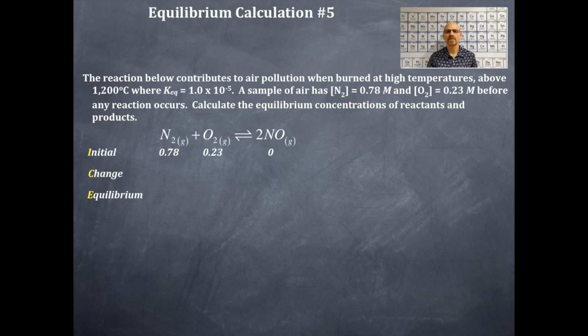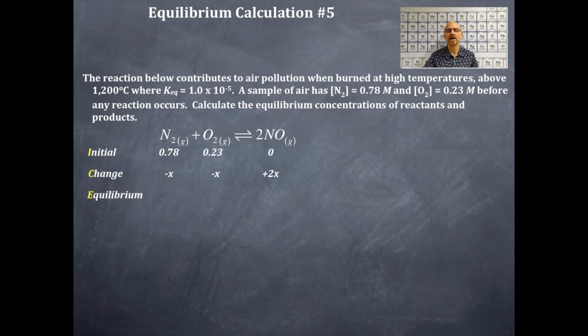Okay, then we're going to look at the stoichiometric coefficients. So in front of the nitrogen, there's a 1 stoichiometric coefficient. So that's going to be a 1x, and it's going to be a negative 1x because it's going to be decreasing. And then in front of the oxygen, there's a 1 stoichiometric coefficient, and it is a 1x, and it is going to be a negative. So therefore, negative 1x. Now on the product side, it's going to be increasing, so that's a positive. And the stoichiometric coefficient in front of the product is going to be a 2, and therefore it's a positive 2x.